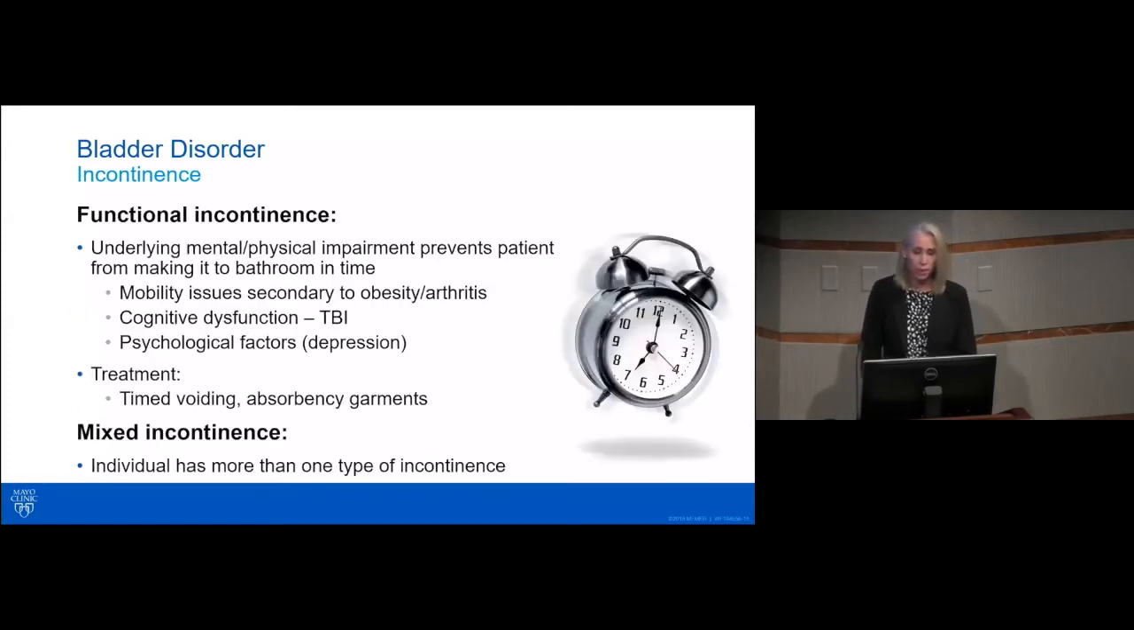Functional incontinence is due to underlying mental or physical impairment that prevents the patient from making it to the bathroom. That can be due to mobility issues from obesity or arthritis, can be due to cognitive dysfunction or history of traumatic brain injury. That can also be due to psychologic factors or depression. The treatment is timed voids or encouraging absorbency garments. Mixed incontinence is when an individual has more than one type of incontinence.